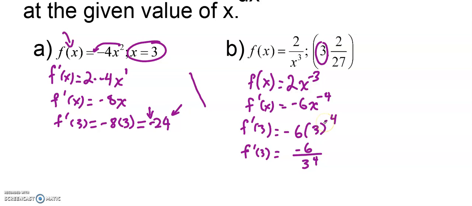I moved the 3 back down, and that would become negative 6 over, well, 3 to the 4th is 81, and I think that both of these top and bottom can be divided by 3, so I get negative 2 over 27. So in this case, this graph would be going downward because it has a negative slope at that point, but the slope is only 2 over 27, so the rise would only be 2 and the run would be 27, so it's not a very steep slope at that point.